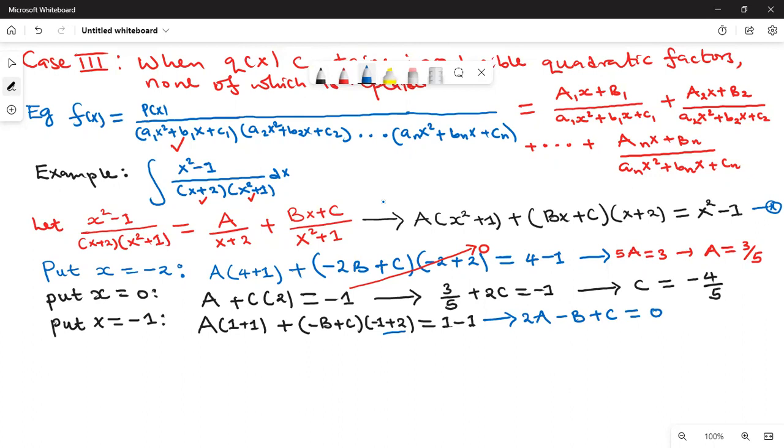Substitute what we know. I know a is 3 over 5. So I'll write this as 2 times 3 over 5. I don't know b, so let it be minus b plus our c, which is negative 4 over 5, is equal to 0. So with that, what do you get as b? 6 over 5 minus 4 over 5, that is 2 over 5. And so that means our b will be equal to 2 over 5. So we have managed to find the values of a, b, and c.